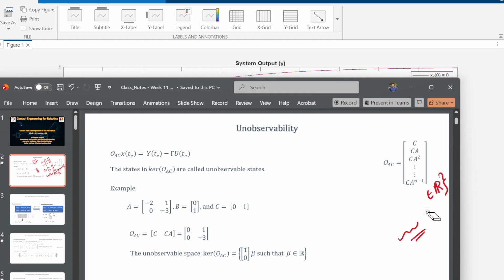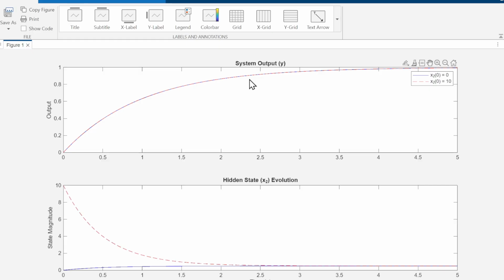Now think about it from the Luenberger observer perspective. In both cases, if I am getting the same output and the input is also the same because the input is a step input here, then how will the Luenberger observer know what the actual states of the system are? It won't be able to estimate the actual states of the system, and that is the problem with unobservability. I had already shown you this simulation earlier, but I am repeating it again to drive home the effect of unobservability in a system.